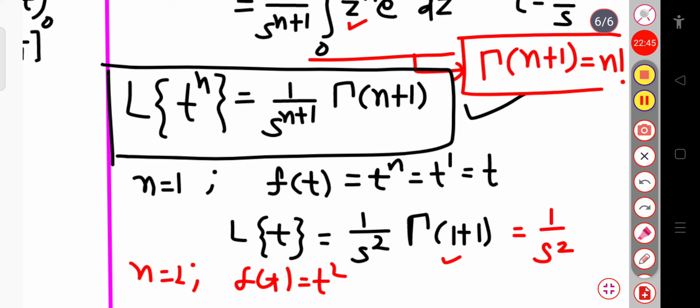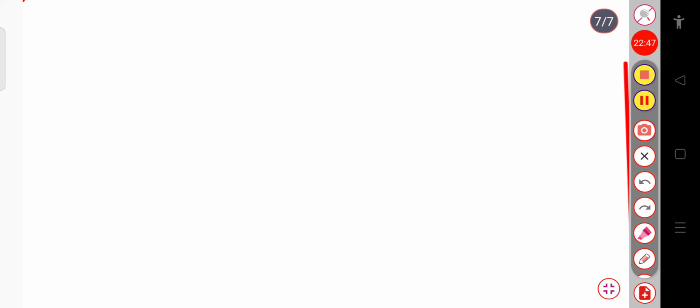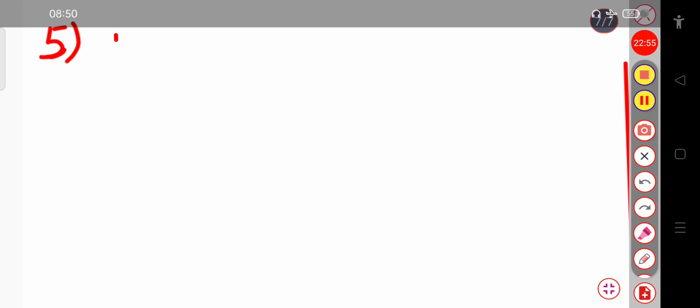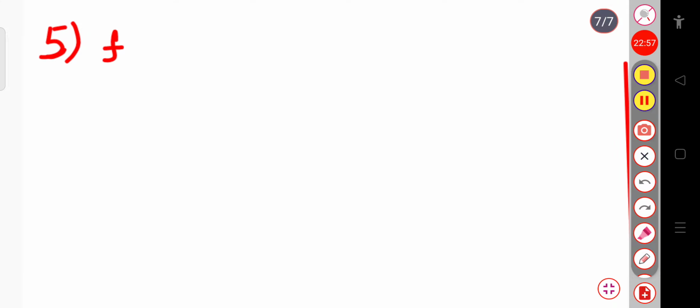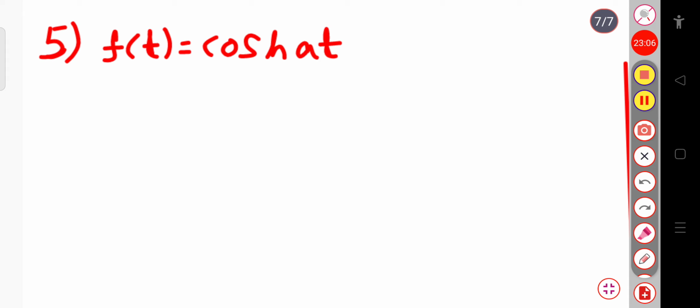Now let us take some more examples. Example 5. Suppose f of t is given, f of t equal to cosine hyperbolic at. Now you have to calculate the Laplace transform of this function, that is the cosine hyperbolic function.